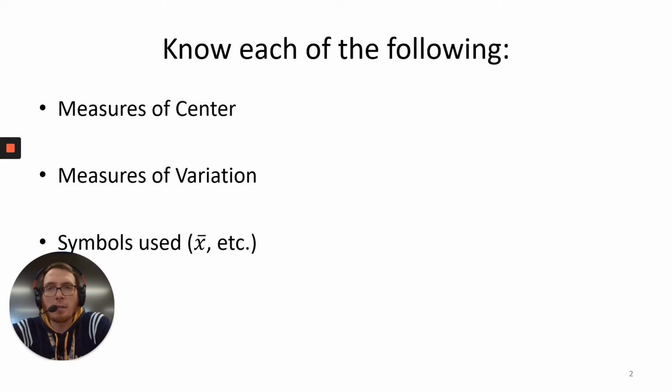First thing you want to make sure you know is how to deal with measures of center, so things like mean, median, mode, mid-range, measures of variation like standard deviation and variance. And then the symbols that are used, so like X bar, for example, is the mean of a sample. You want to make sure that you're able to find those and use those as you go through each example question and know what each of those symbols represent.